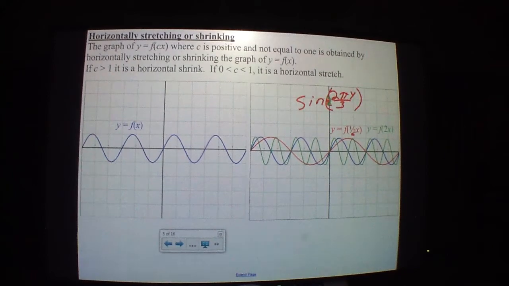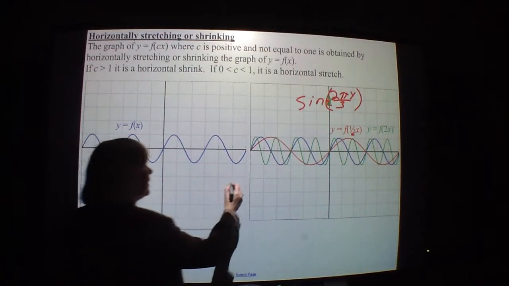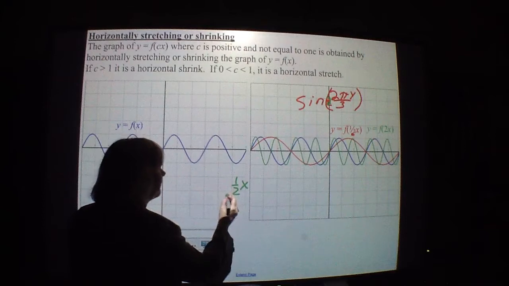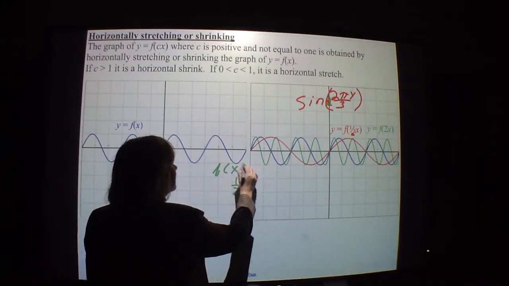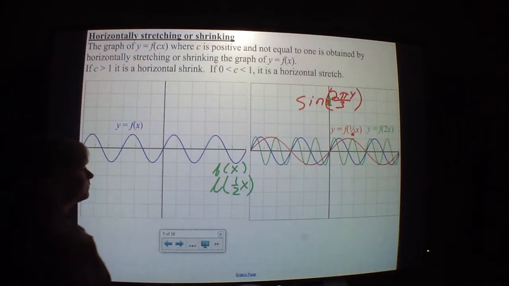Okay? So if the number is between 0 and 1 and I'm multiplying x by it, it's a horizontal stretch. If it's greater than 1, it's a compression. It's shrinking. And some people, this doesn't make sense to them, but think of whatever you have in there. I have f of x. Now I have f of 1/2 x.